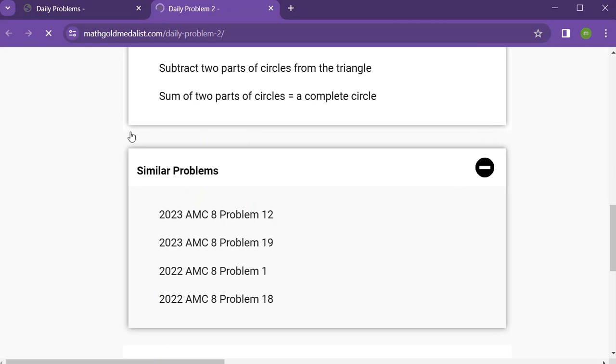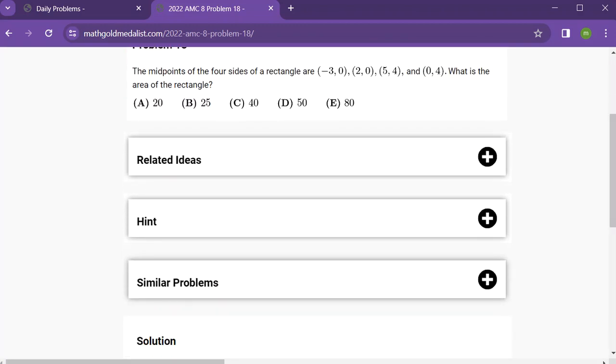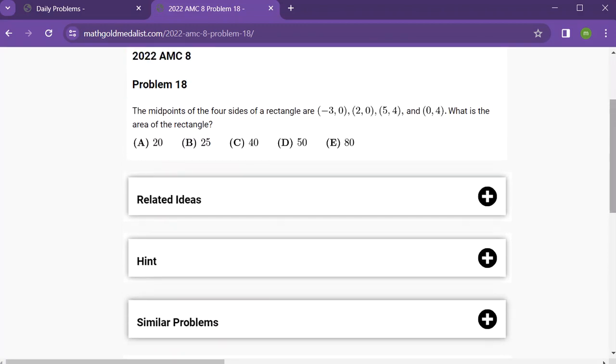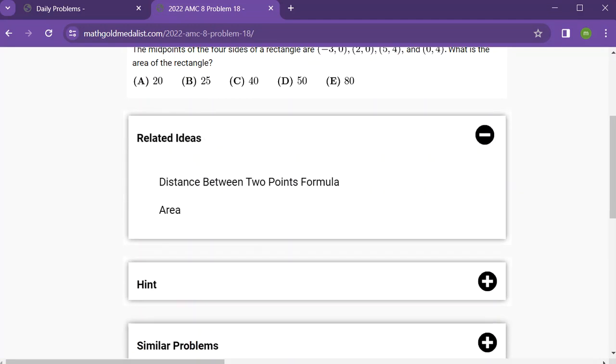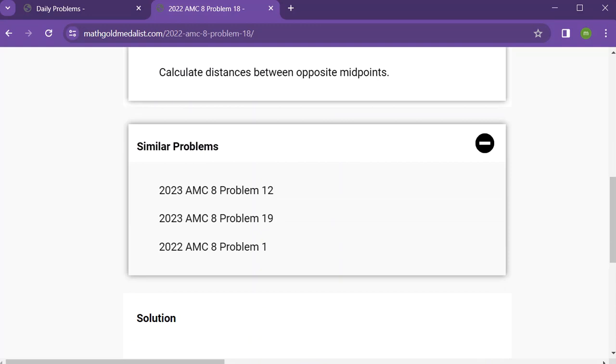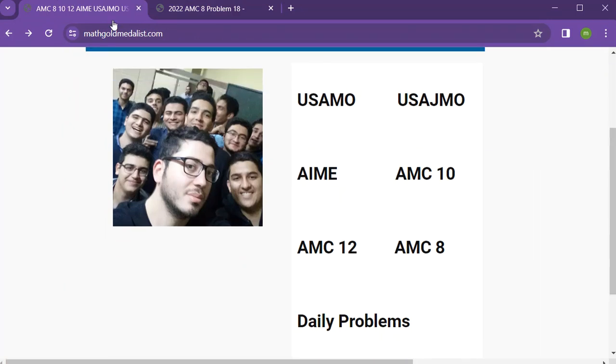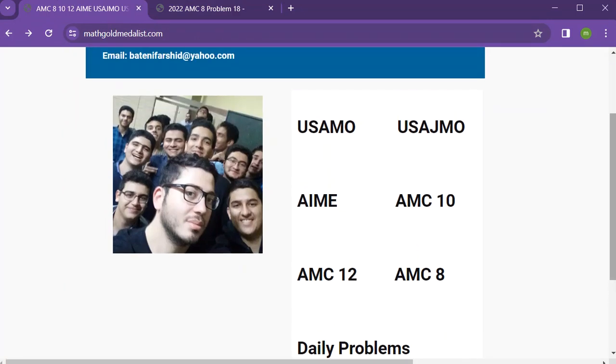After solving the main problem, we will try to solve, for example, AMC 8 2022, problem 18. Again, here we will work on related ideas first, hints, and similar problems, as you can see. If you want to solve more problems, you can use these similar problems. Here we have 3 similar problems, and you can use other features of my website. You can use USAMO, USAJMO. In this video, we want to work on area.